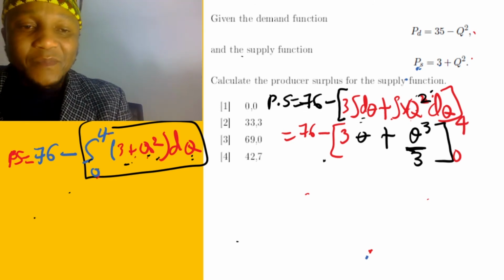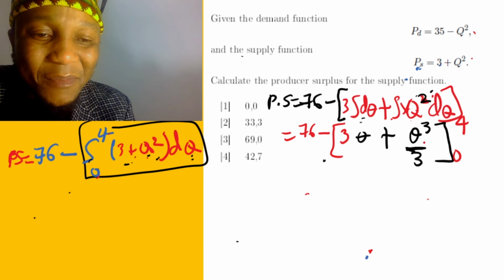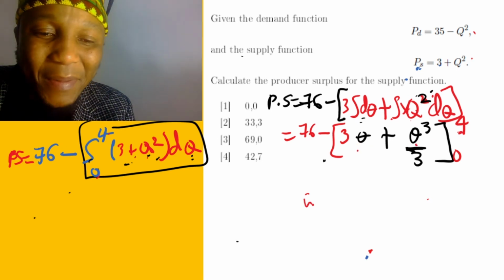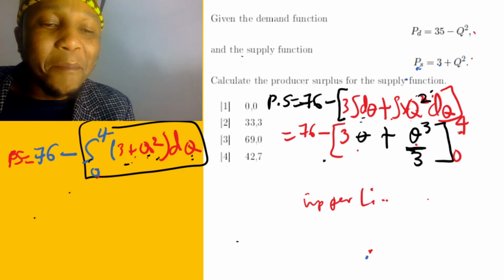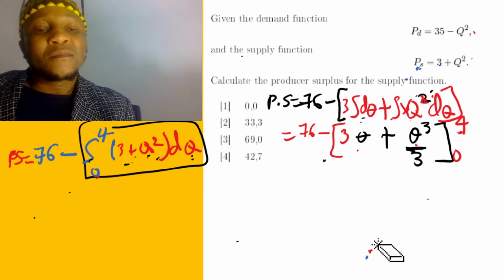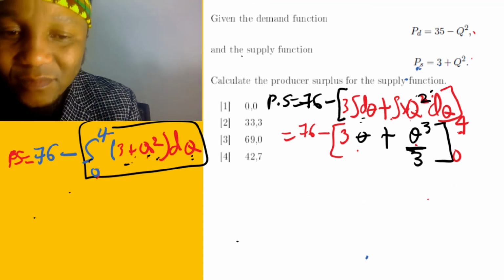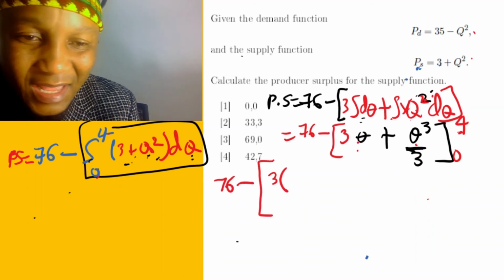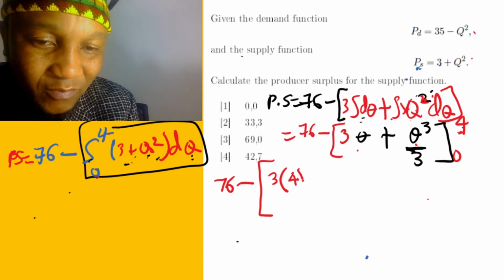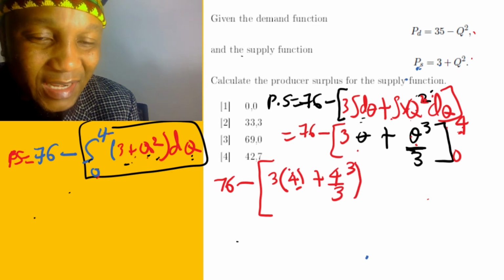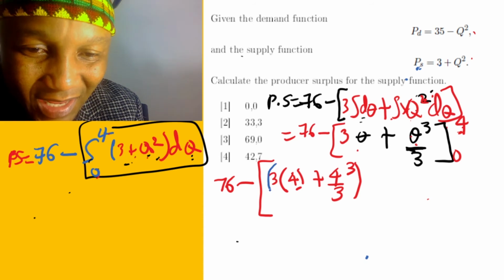So now we can finish up. So mathematically, whenever you have a limit of something, you plug in a position of q, and then you say upper limit minus lower limit. So for that case, I'm going to say 76 minus 3q. What is q? q equal to 4. So here I'm going to say 4 plus 4, it's going to be 4 but a cube over 3. Okay, and then let's do like this.